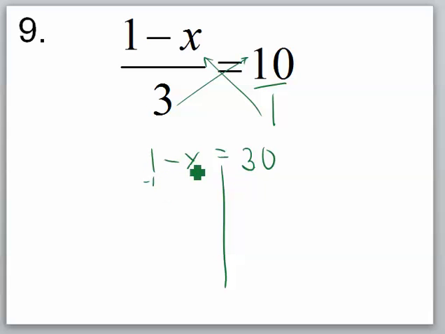I'll move my positive 1 to the other side by putting a negative 1 on both sides. It gives me negative x equals 29. And then I can get rid of the negative by making the x positive, which makes the right-hand side negative. Answer is negative 29.